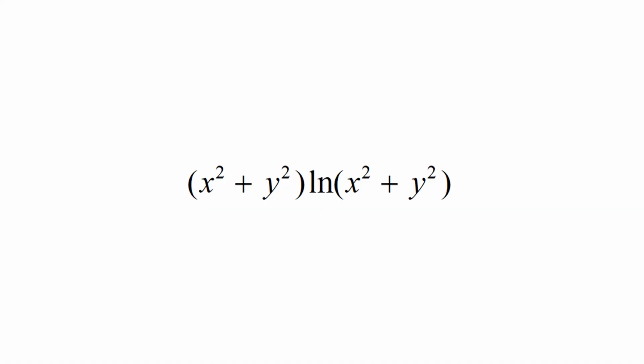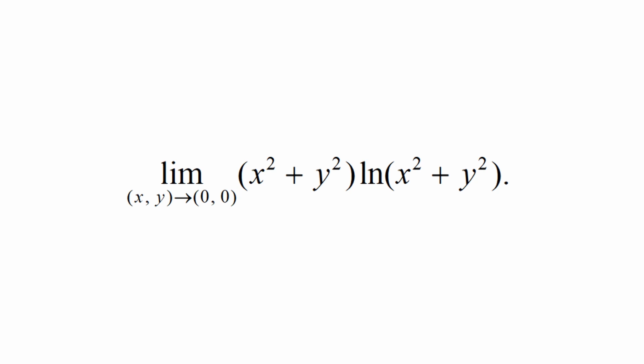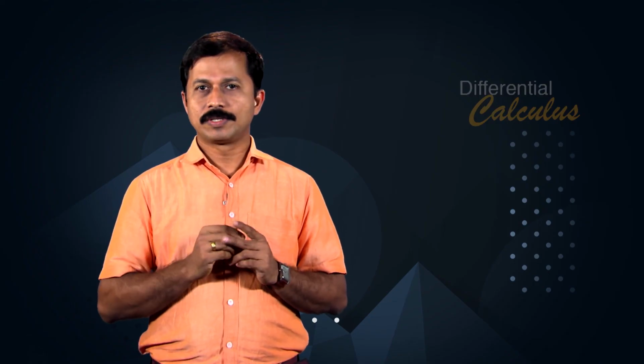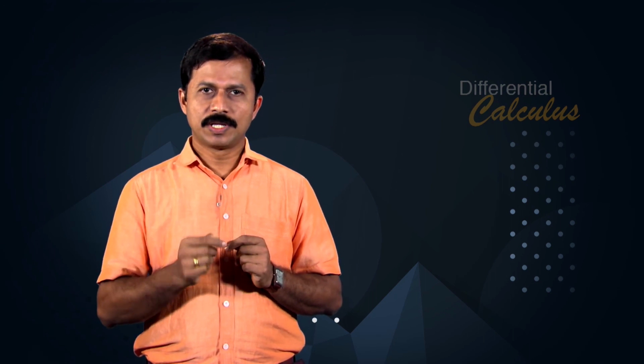Let us examine whether the function (x square plus y square) times ln(x square plus y square) is continuous at (0, 0). We also find the limit as (x, y) approaches (0, 0) of (x square plus y square) times ln(x square plus y square). The given function is not defined at (0, 0). However, the limit at that point exists, as the following discussion shows.